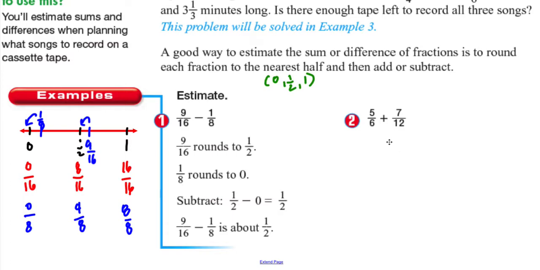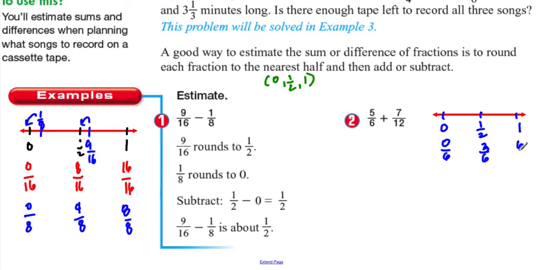Okay, so going to 5/6 plus 7 over 12. We go back to our same number line. We do 0, 1/2, and 1 again, and we use the denominator 6 and find an equivalent fraction of 0 with the denominator of 6. So that will be 0 over 6, and 1/2 will be 3 over 6.